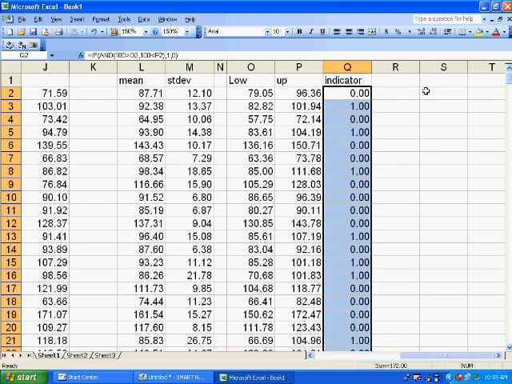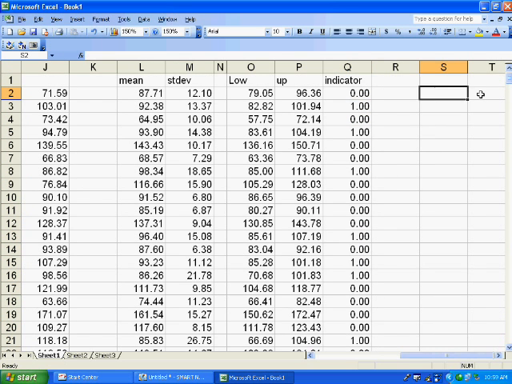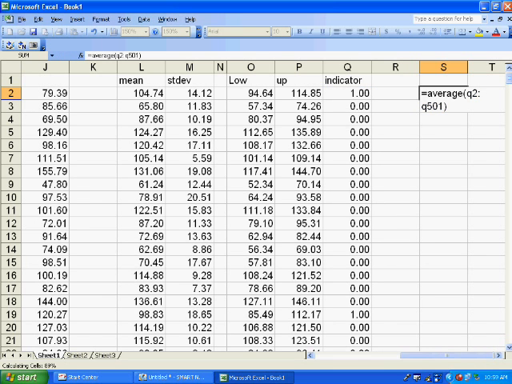And I want to take the average. Equals average of Q2 colon Q501. Does everybody see what I've done? I'm just taking the average value of ones and zeros. Supposedly, if it's a good confidence interval, this average should be 95%. It's 31%. So bad confidence interval.